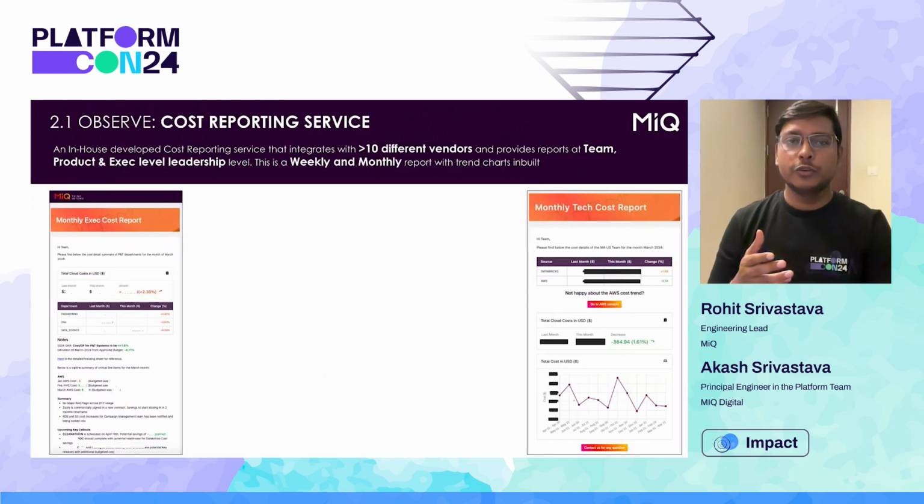Now let's talk about cost reporting service. Having observability on cost is quite critical for any organization if you want to make sure your cloud costs are in check. If we look at different cloud providers, they offer several dashboards where you can look at your cloud cost for that particular cloud provider. But that doesn't give you a unified view across all the cloud providers as well as different tools that we are making use of.